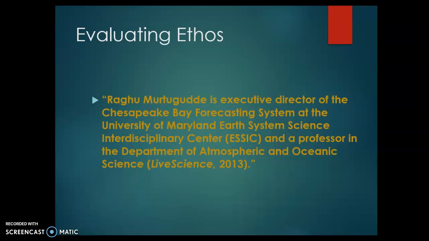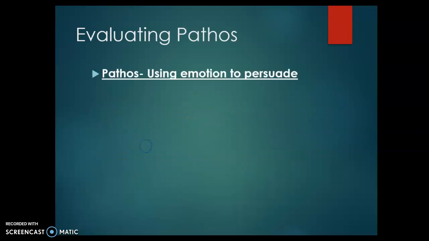Here's an example of ethos. Raghu Murtugudde is executive director of the Chesapeake Bay Forecasting System at the University of Maryland Earth Science System Interdisciplinary Center and a professor in the Department of Atmospheric and Oceanic Science. This is an example of credentialing, using professional credentialing to bolster appeals to ethos, or in other words, to show that the source we are integrating is from a professional in the field by showing how they are a professional in that field.